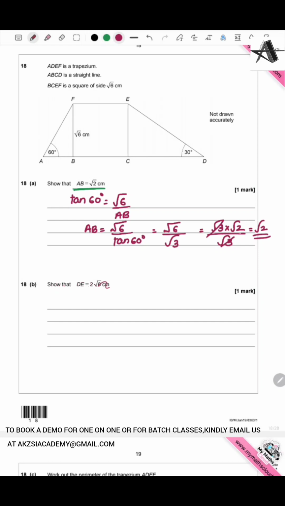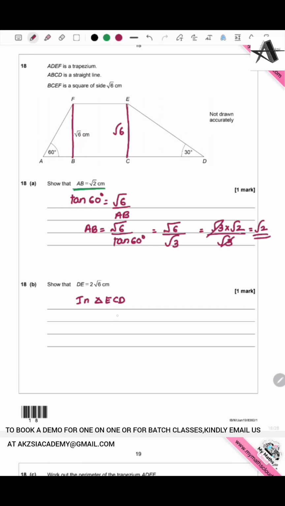Next is show that DE is 2 root 6. DE, that means this one. We know that if the height of this is root 6, that means this is also going to be root 6. So I can say in triangle ECD, this is root 6. Applying the same, what do we have to calculate? This time we have to calculate ED. So if we want to calculate ED, this is the hypotenuse that we have to calculate.